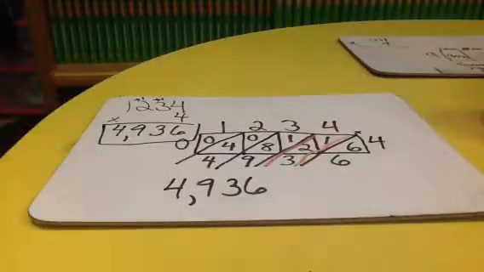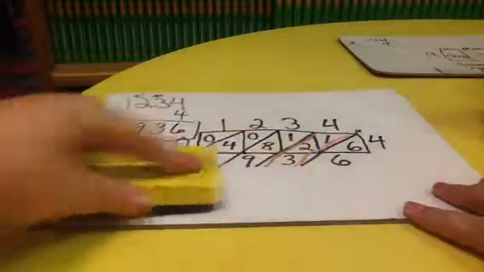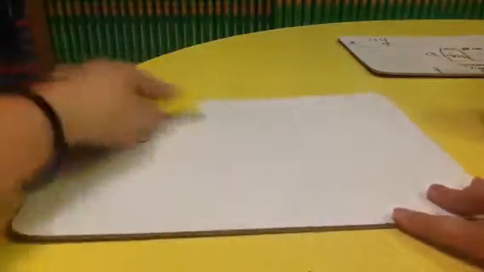All right. Now it's time for the ultimate lattice. This may not be the ultimate lattice, but it's going to be pretty intense. We're going to do a 3-digit by 2-digit.